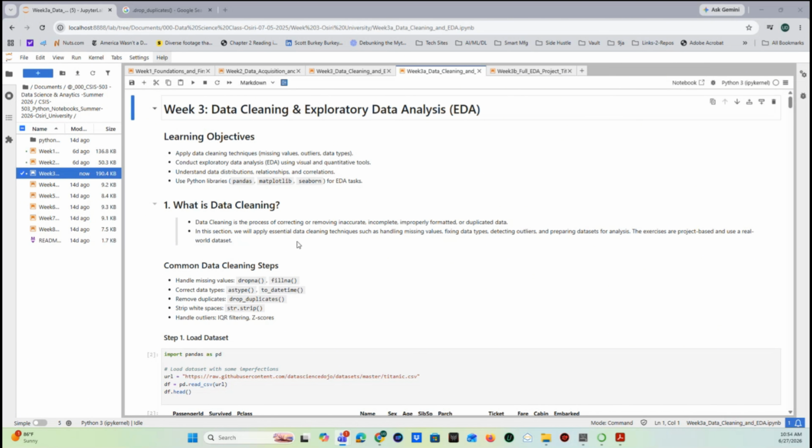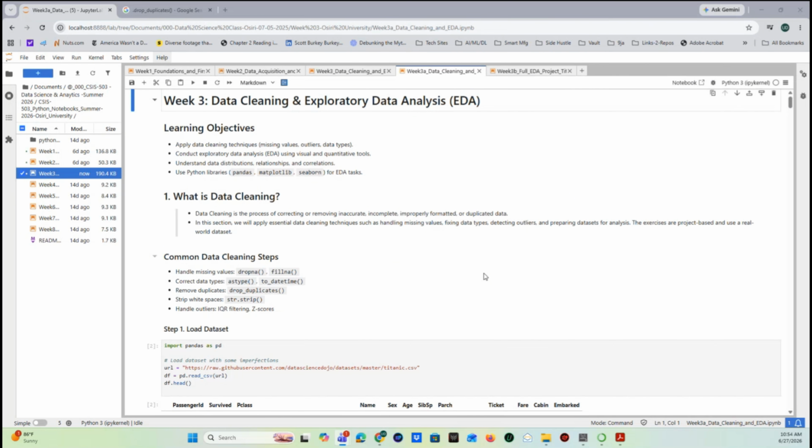So essentially, what is data cleaning? Data cleaning is the process of correcting or removing inaccurate, incomplete, improperly formatted, or duplicated data. In this section, we would apply essential data cleaning techniques such as handling missing values, fixing data types, detecting outliers, and preparing data sets for analysis. The exercises are project-based, and they use real-world data. You're going to see that, and that's the Titanic data that we mentioned earlier. That's what we're going to use here.